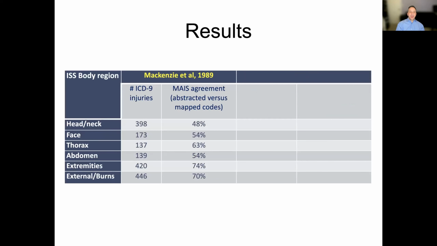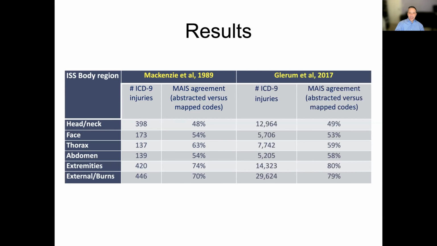So now this is comparing the former map, the ICD map 90, and looking at the same agreement based on the study that was done 34 years ago now, and then looking at ours. And what you can see is that across the board, it's actually pretty similar. About 50% for head, neck, face, 60% for thorax and abdomen, 70 to 80% for extremities and external burns.